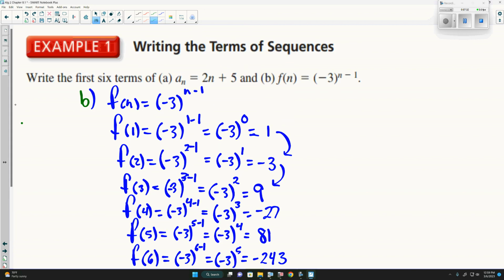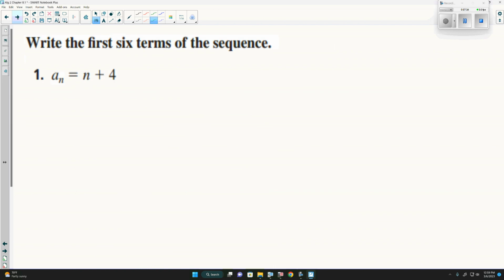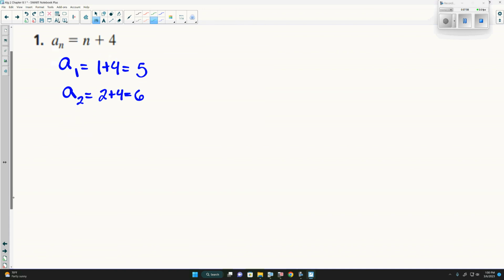Questions on this here? So again, we're doing the same thing, first 6 terms. So a sub 1 would be 1 plus 4, which is 5. A sub 2 would be 2 plus 4, which is 6. A sub 3 would be 3 plus 4, which is 7.